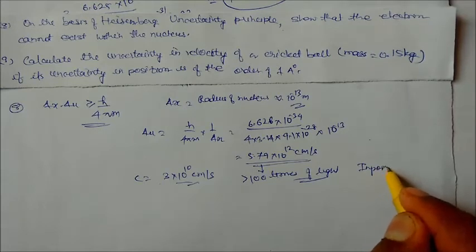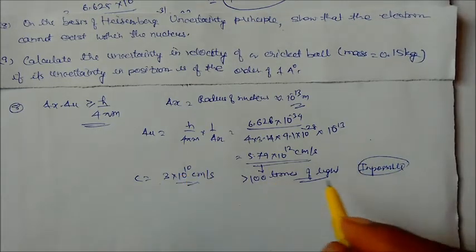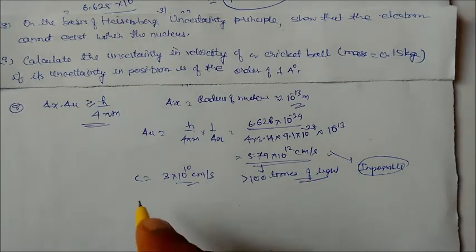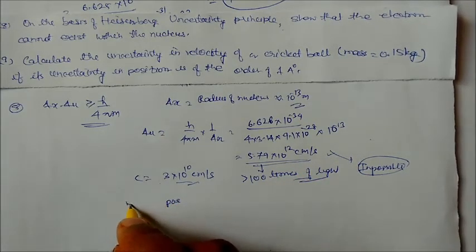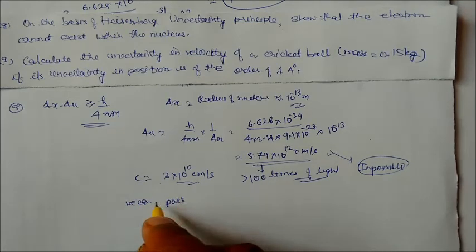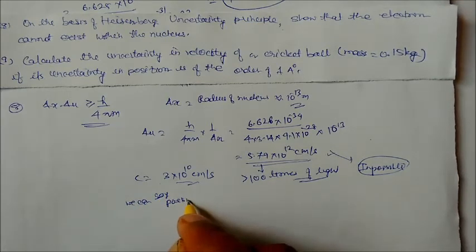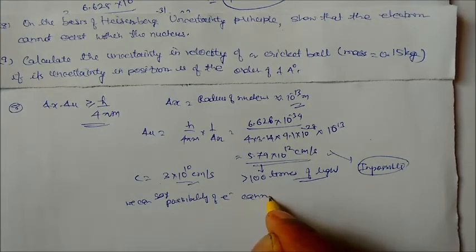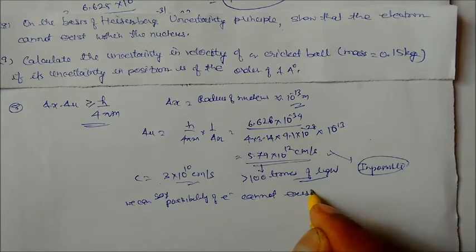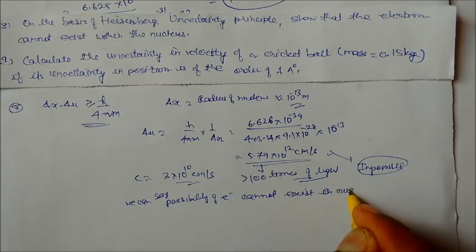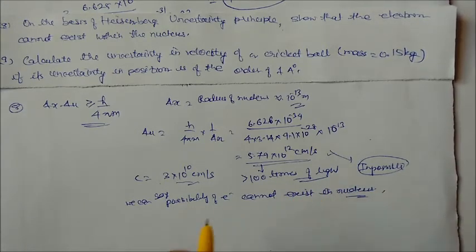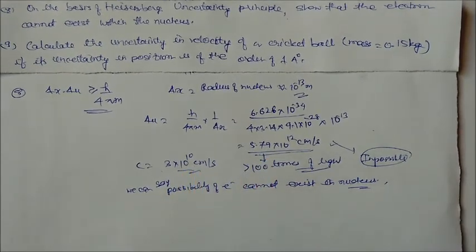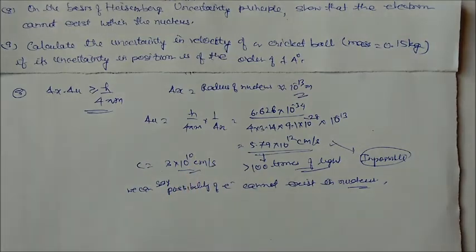The speed of the electron being this much is impossible. So we can say the possibility of an electron existing in the nucleus is ruled out. How is it possible? Because the speed of the electron must be less than the speed of light, but here it is giving more than the speed of light. So this is totally false.